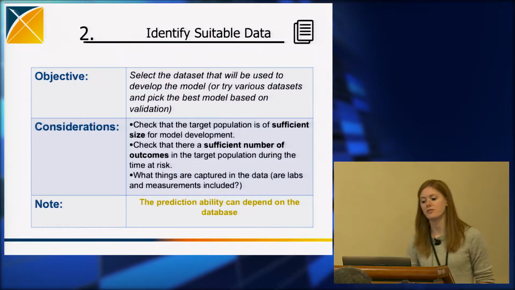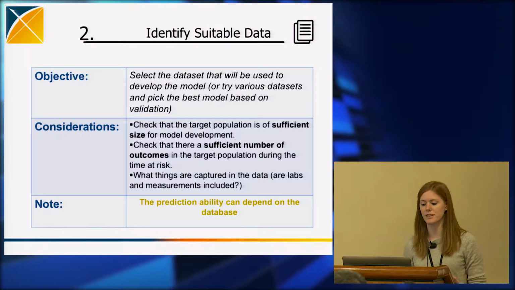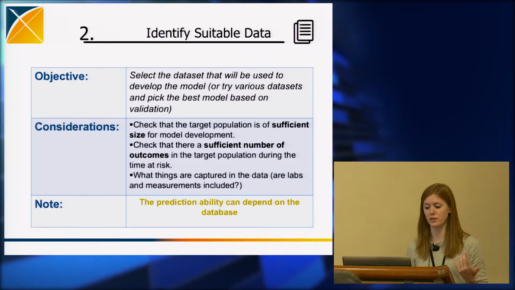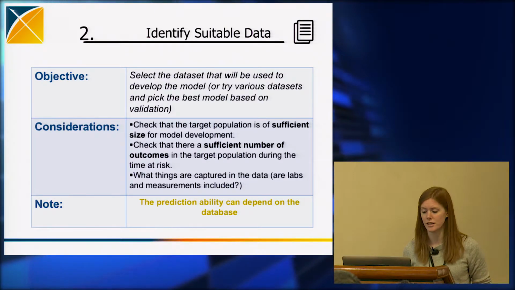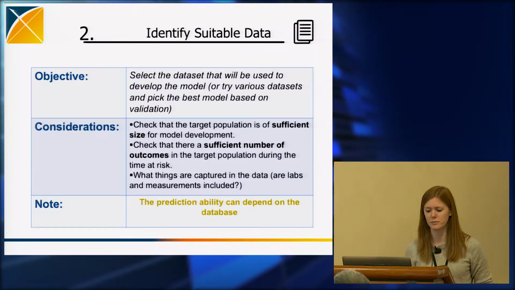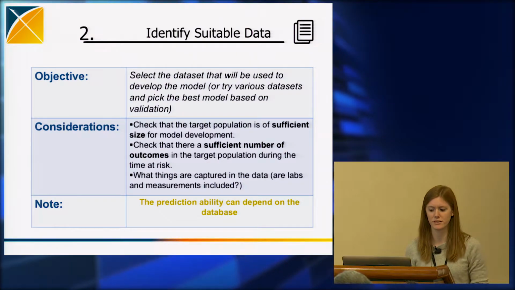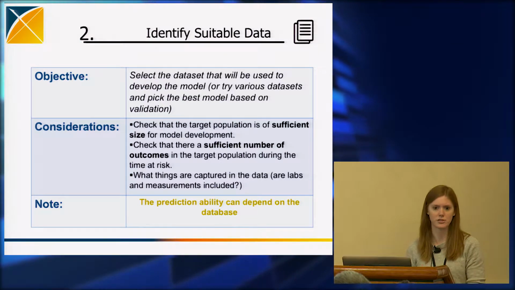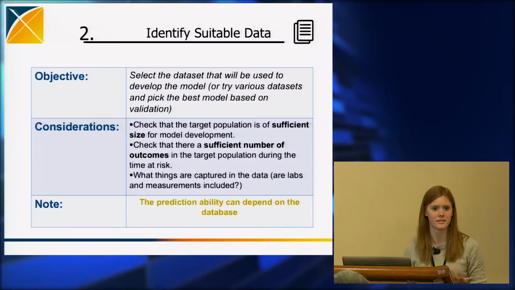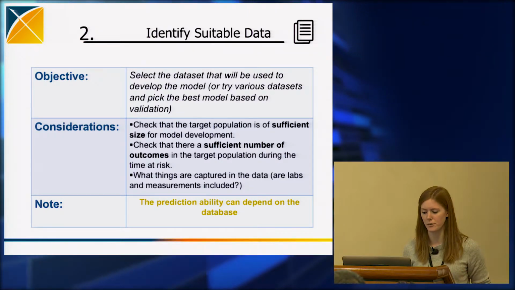Then we want to identify the suitable data. So this again, it depends how many data sets you actually have available to you. But you want to make sure that your target population is sufficiently sized in the data you're looking at. You want to make sure you've got enough outcomes. There's been quite a lot of papers that have been criticizing that sometimes you don't necessarily have enough outcomes. So when you're building a model, that could be problematic. And also if you're validating, you don't have enough outcomes, that can be problematic.